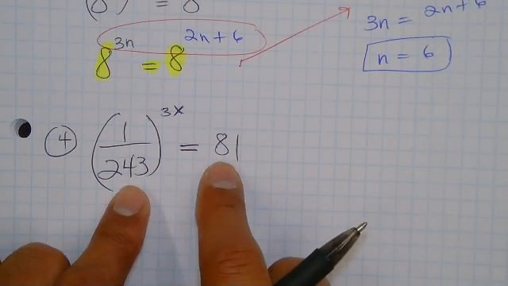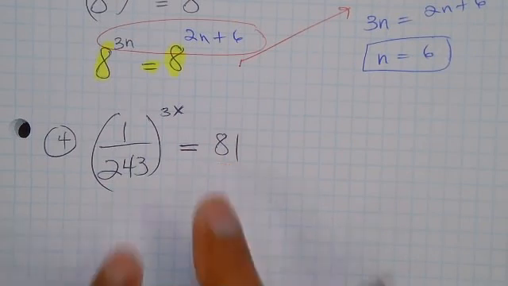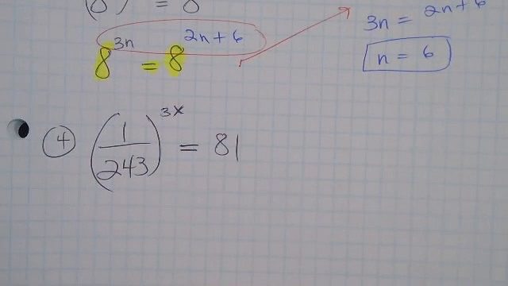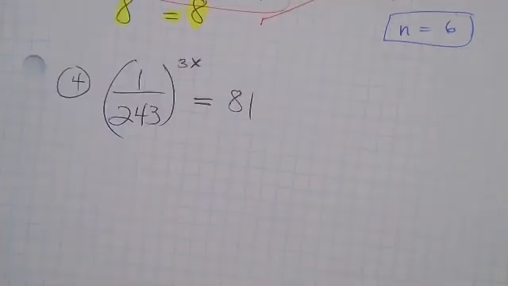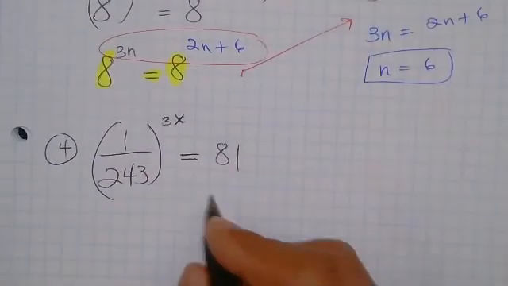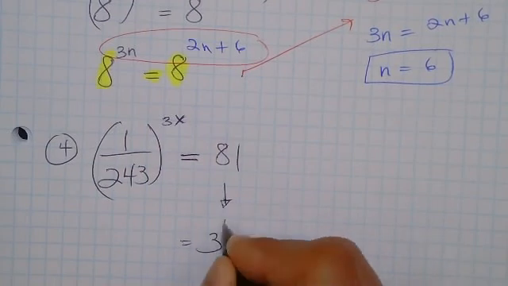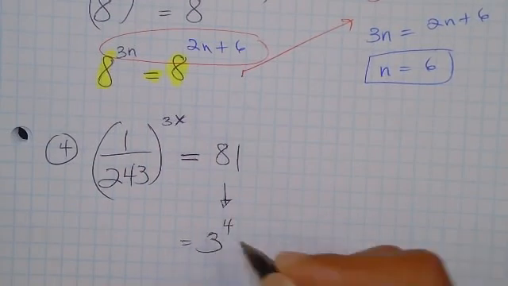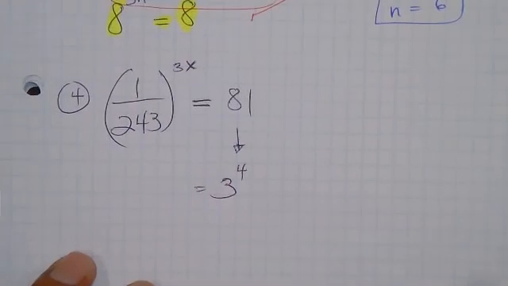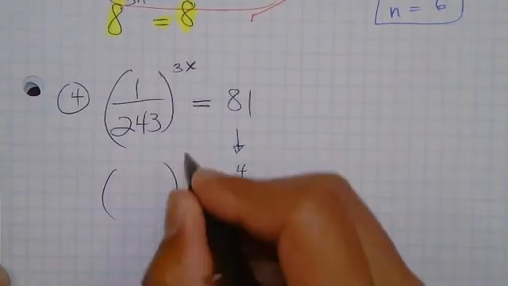9 to the power of 1 is 9. 9 to the power of 2 is 81. 9 to the power of 3 is 729. Oh, it can't be 9. Has to be, guess what? A number less than 9. 3 is going to be your common base you're going to want to work with. The common base is 3. So 81 is what? 3 to the power of 4.